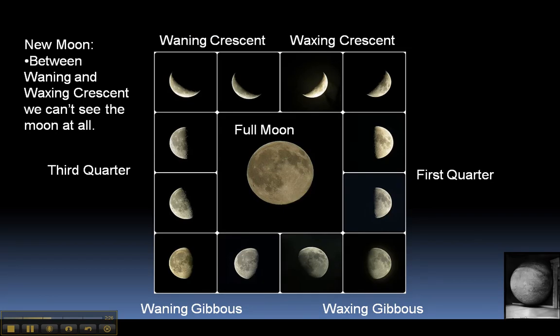Here's a second picture showing the phases of the moon. This diagram is missing new moon, so I added a little note. New moon is when you can't see the moon at all, and it occurs between the waning and waxing crescent.